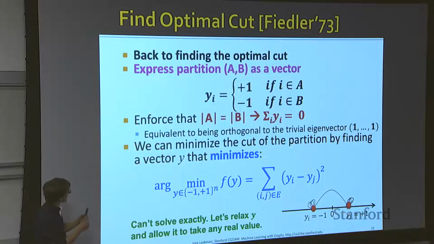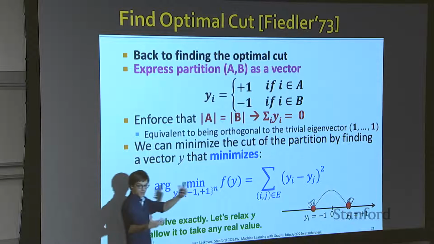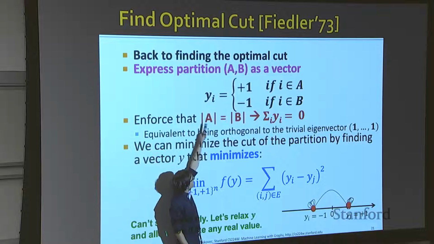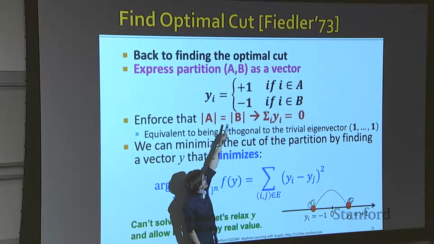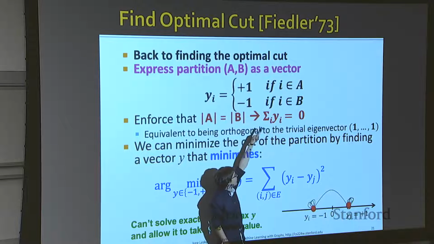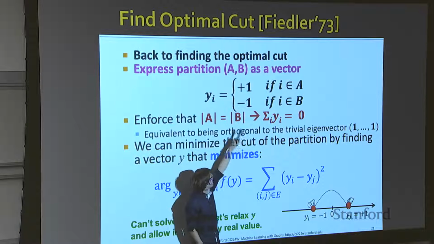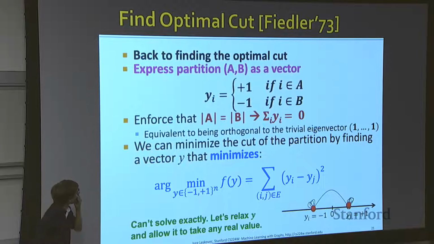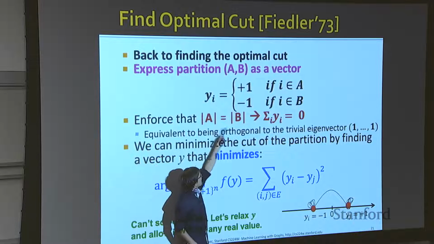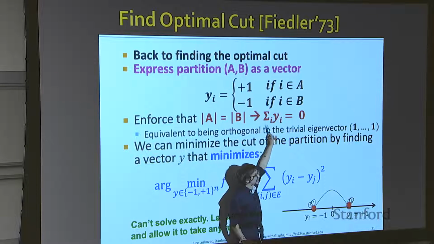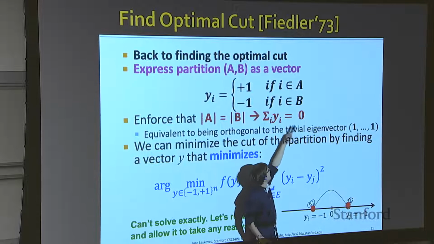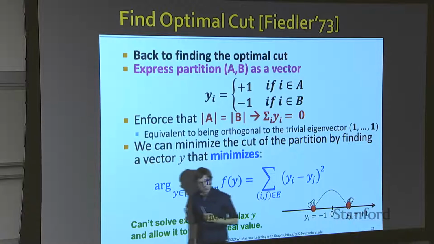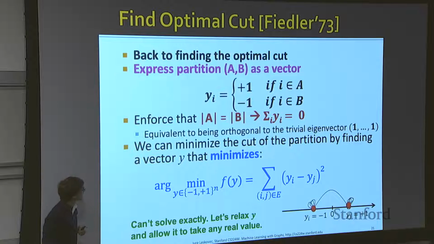He said, let's express the partition of the graph into two sets A and B with a simple binary vector, where we'll have the +1 value at coordinate i if i belongs to A, and -1 if that node belongs to B. And if I enforce that A and B are of the same size, then the sum of the components should equal 0. There will be the same number of +1s and -1s in this vector, so the sum of the components will be equal to 0.